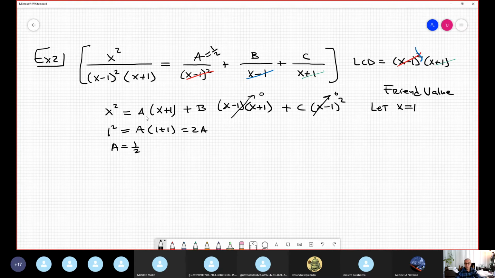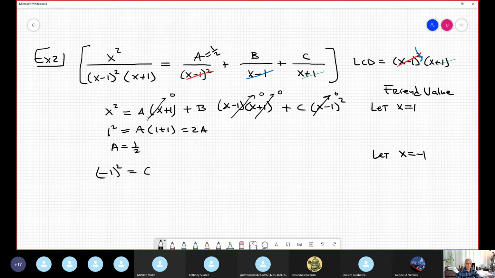What is another frame value? Negative 1, very well. So when you have negative 1, look, be careful with the sign. X is replaced by negative 1 and negative 1 squared is equal to, and A cancels out, that part, because negative 1 plus 1 is 0. Like what I have here, negative 1 and 1 is 0. The only guy that can stay alive is C.